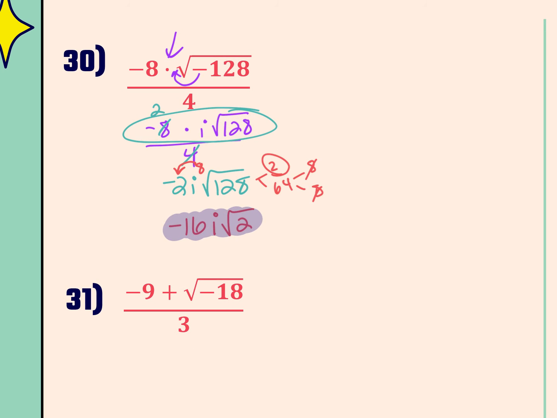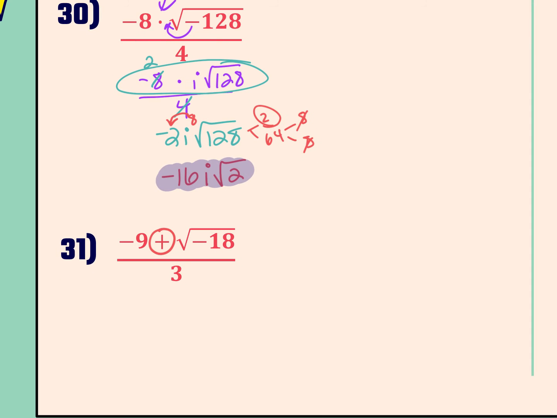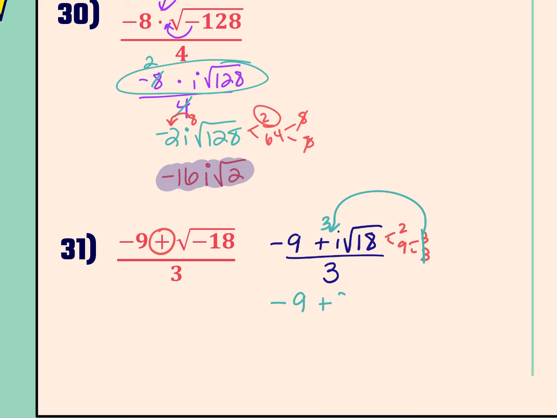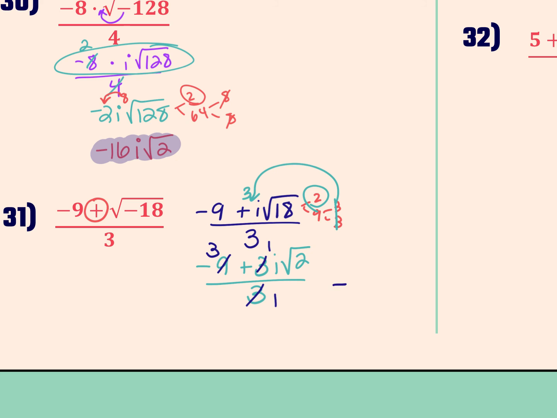Now that's different than 31. 31 has a plus in between these two. So I can't simplify the 3 into the 9. I want to take the i out from underneath the square root of 18. 18 is 2 and 9, which is 3 and 3. A pair of 3's goes to the outside. And I have negative 9 plus 3i, the 2's left underneath, over 3. 3 goes into itself once, and 3 times. And I end up with negative 3 plus i square root 2.